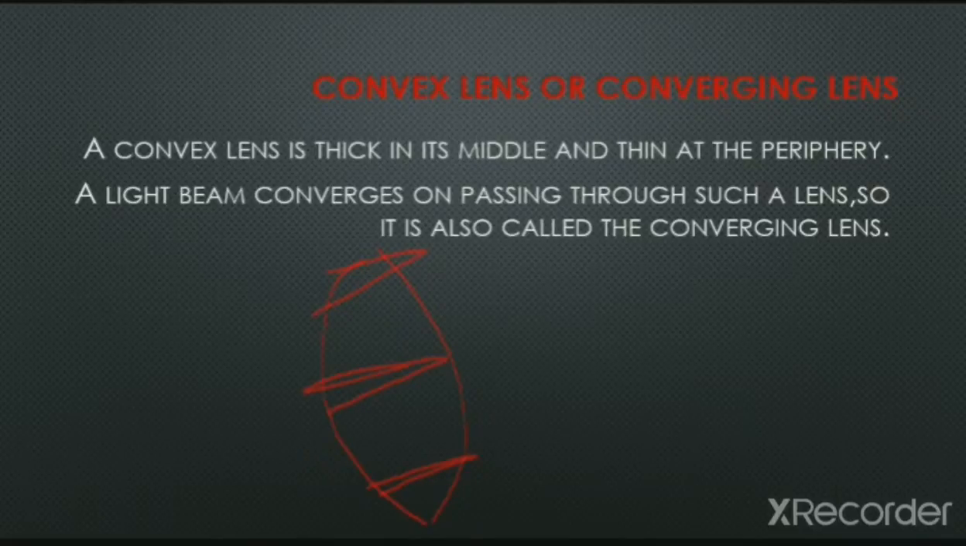So the first we have is a convex lens. We define a convex lens as a lens which is thick in its middle and thin at the periphery, or in another way, a lens on which a light beam converges on passing through it, so it is also called the converging lens. Clear? Now we'll see what are the types of convex lenses.